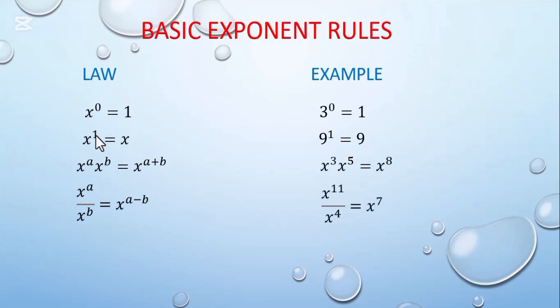And the example we have here is x to the power of 11 divided by x to the power of 4. Now it means that we have x to the power of 11 minus 4, and 11 minus 4 will give us 7.